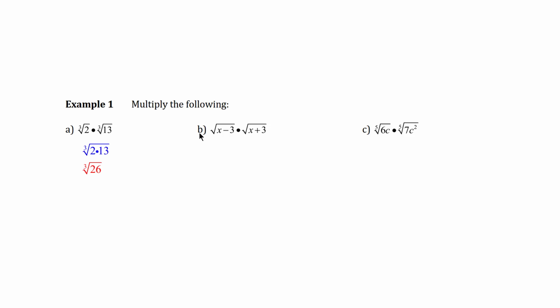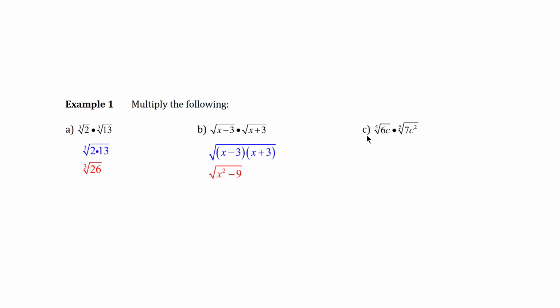Moving on to part B, we have the square root of x minus 3 times the square root of x plus 3. Again, we need to use the product rule, so we could rewrite this product under one radical. This is the square root of parentheses x minus 3 times parentheses x plus 3. Next, we simplify the inside of the radical by multiplying x minus 3 and x plus 3 together. This is a difference of squares, so we get x squared minus 9. Our final answer is the square root of x squared minus 9.